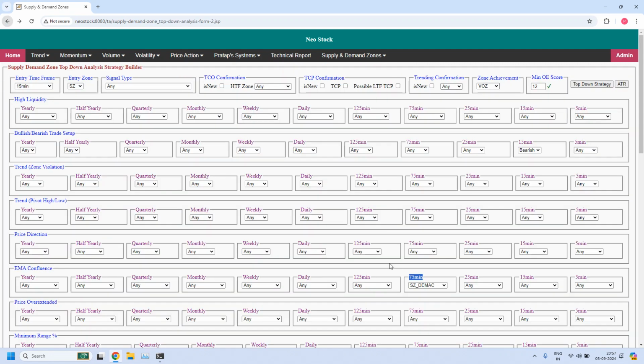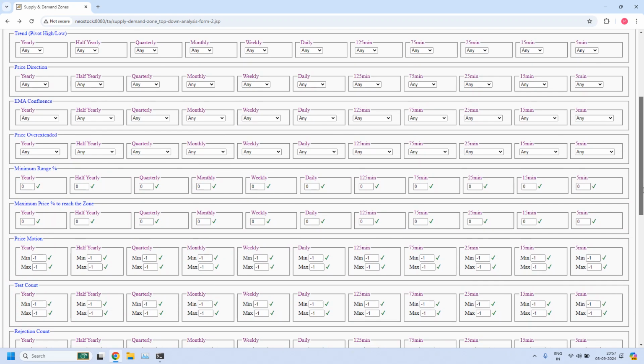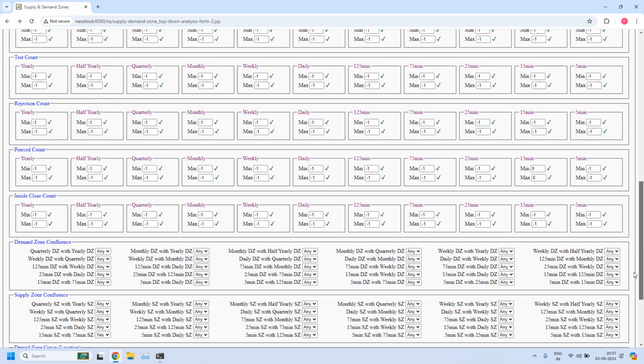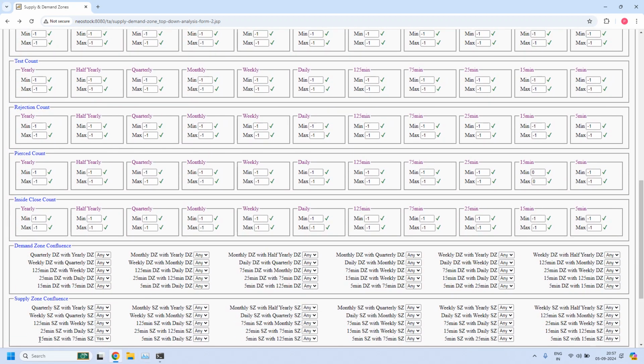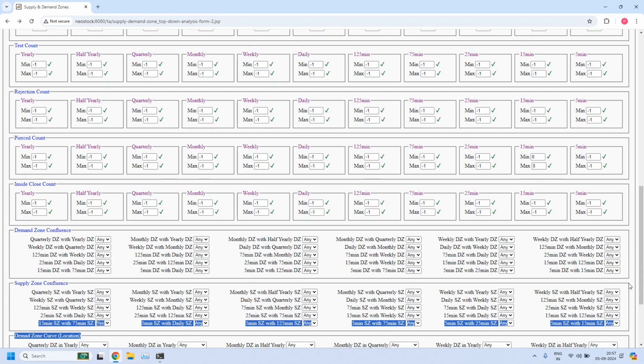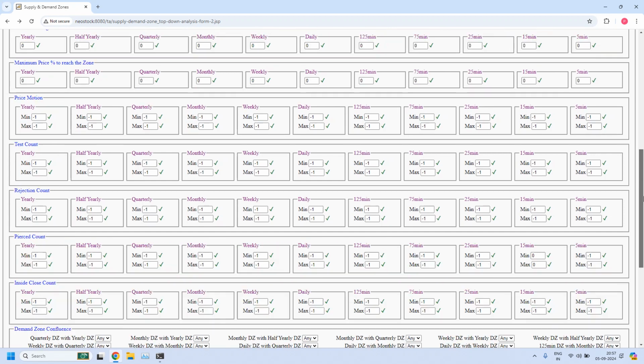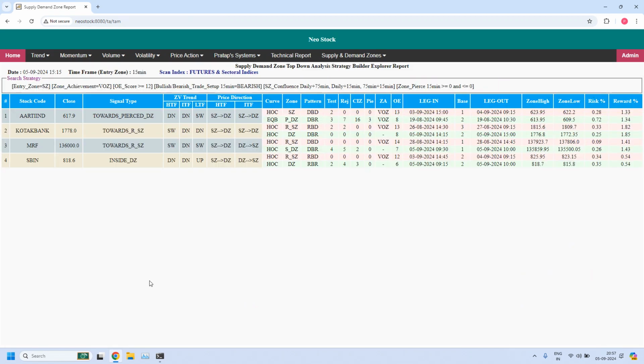Okay, now I am removing this EMA filter. Now let us verify LTF, ITF and HTF confluence, supply zone confluence. Already 15 minute supply with 75 is enabled. Next, 15 minute supply with daily supply zone I am enabling. 75 and daily also I am enabling. That means LTF, ITF, HTF confluence.